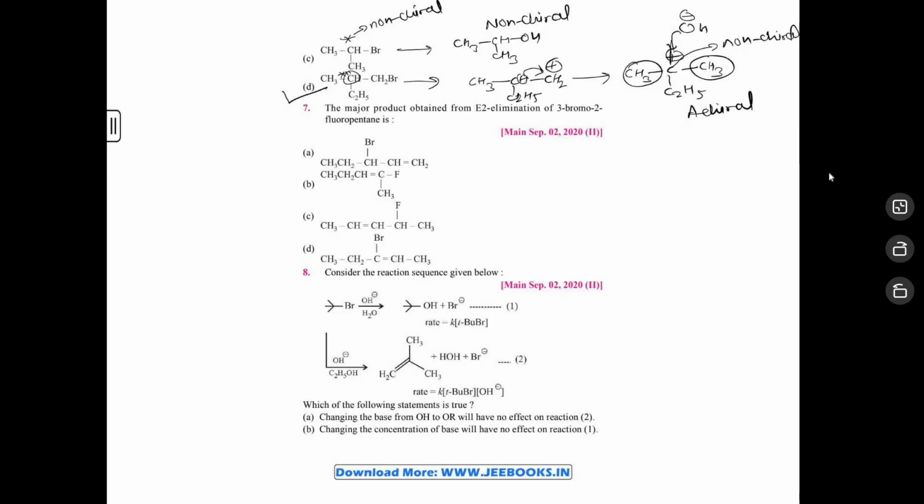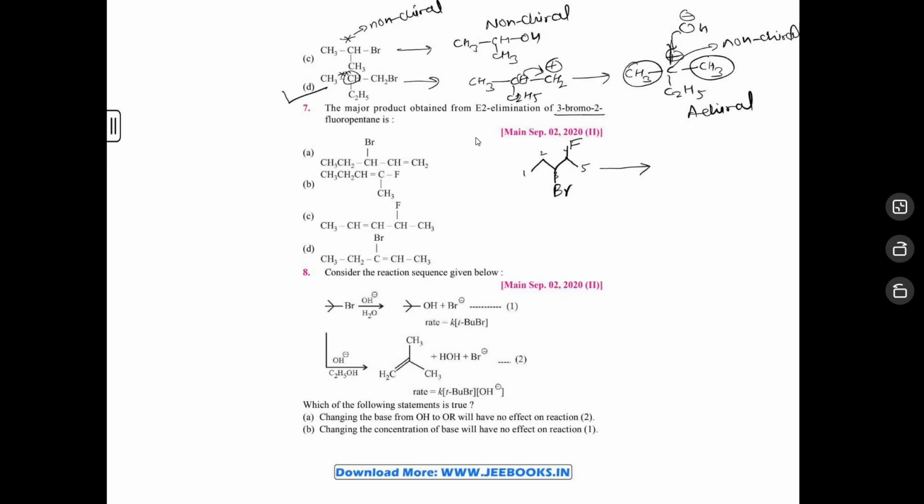Now let's move to question number 7. The major product obtained from E2 elimination of 3-bromo-2-fluoropentane is. So first let's draw the structure. 3-bromo-2-fluoropentane: 1, 2, 3, 1, 2, 3, 4, 5. So 2-fluoro, let's put the fluoro here and then the bromo. Okay, so this is the structure of the given compound, and it is undergoing E2 elimination. So what will be the major product?